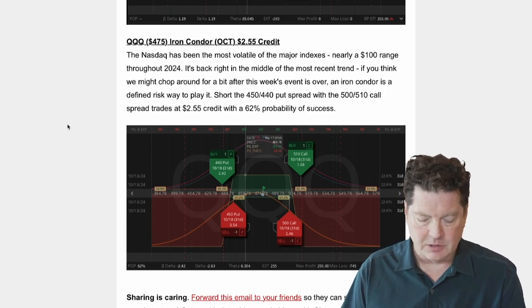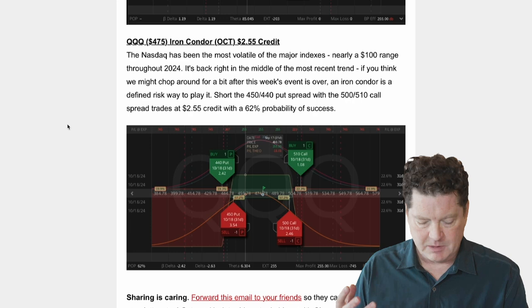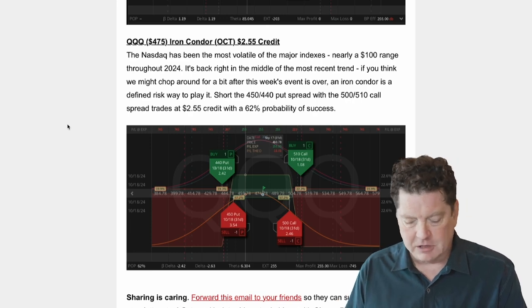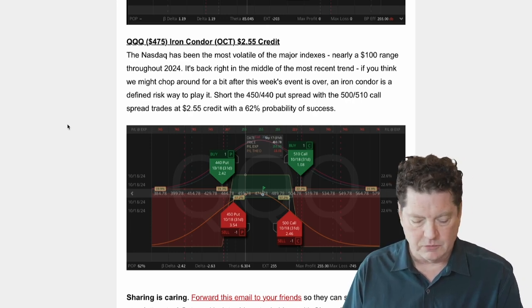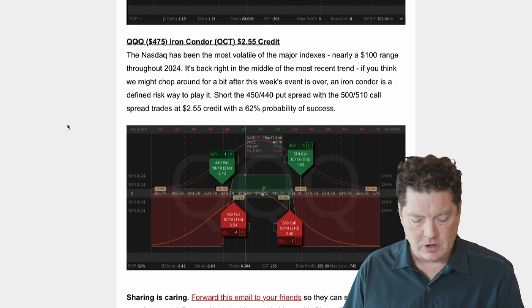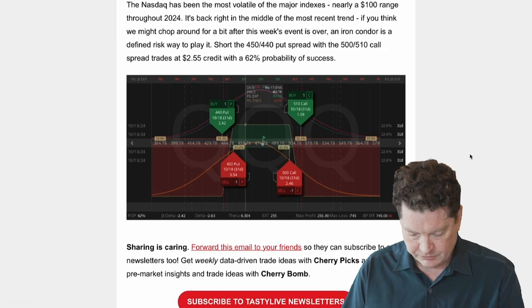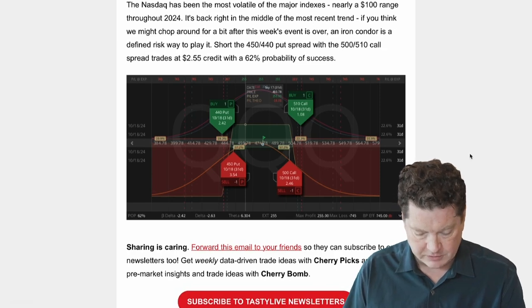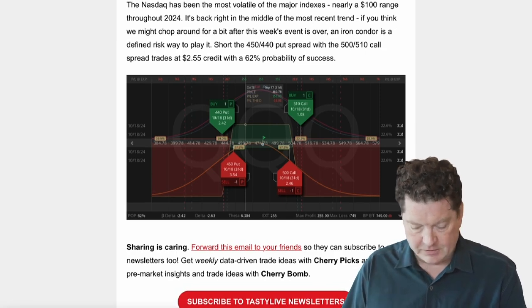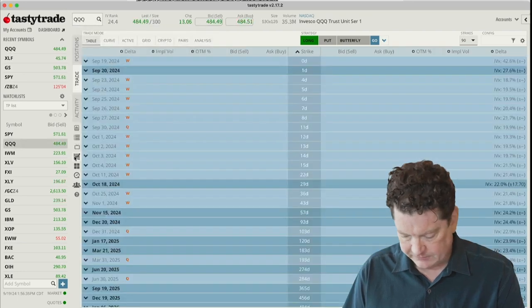So the NASDAQ has been the most volatile of the major indexes. It's not as volatile as IWM, but from the big cap stocks, nearly a $100 range throughout 2024. It's right back in the middle of the most recent trend. If you think we might chop around a bit, the iron condor is a defined risk way to trade it. So what are they doing? They're going out to about 30 days and they're putting on a 10 point, the 440, 450, 500, 510. Let's take a look at that. And they're getting a 2.55 credit.